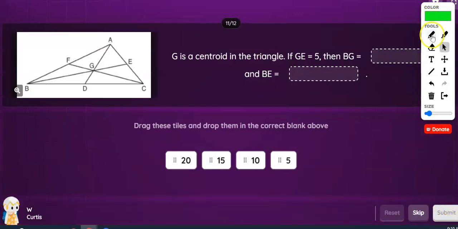Again, question from the last 2 days. If GE is 5, then you know this part has to be 10, and the whole thing is 15. The whole median in that case is 15.